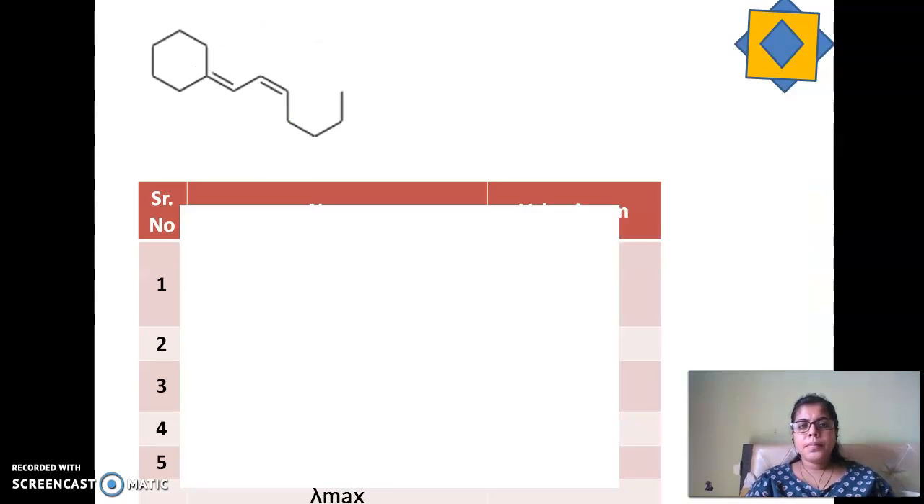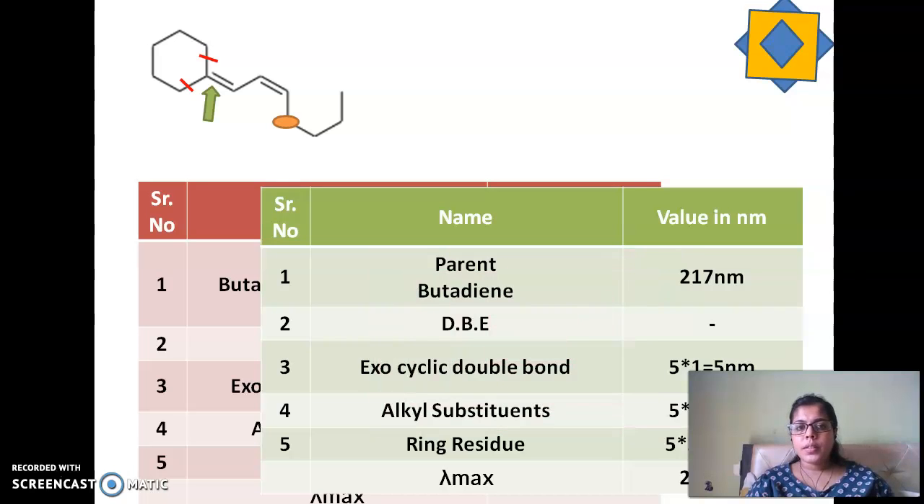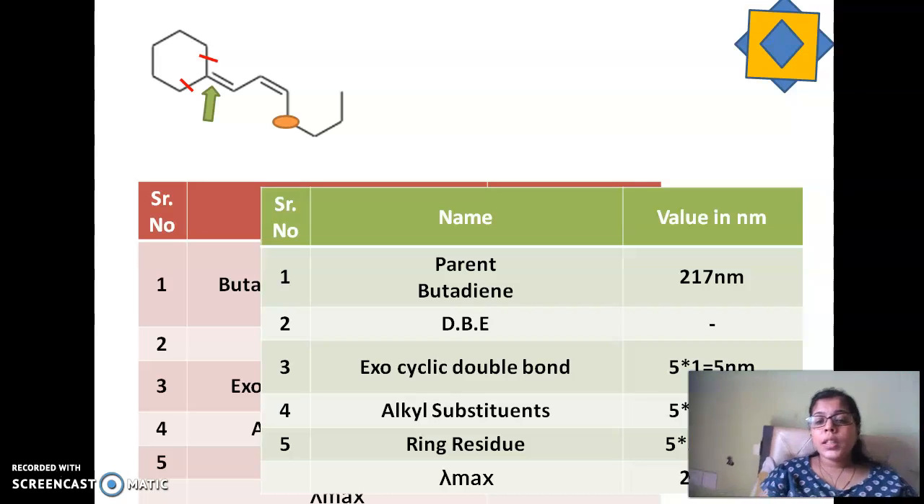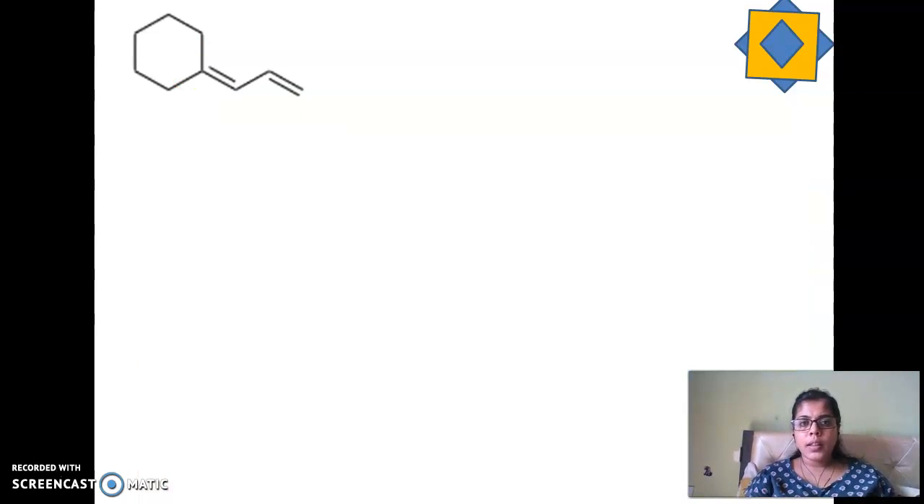One more sum. What is the parent? Is it homo or hetero? No, it's a butadiene. Butadiene is 217, 1 exocyclic double bond plus 5, 2 ring residues and 1 alkyl substituent. Yes, I hope you are understanding what I am saying. I have a parent but I have a ring as well, but the parent is butadiene. Double bond is outside the ring, so 1 is exo and the ring residue and alkyl substituent, totaling up to 237 with a parent of 217 butadiene.